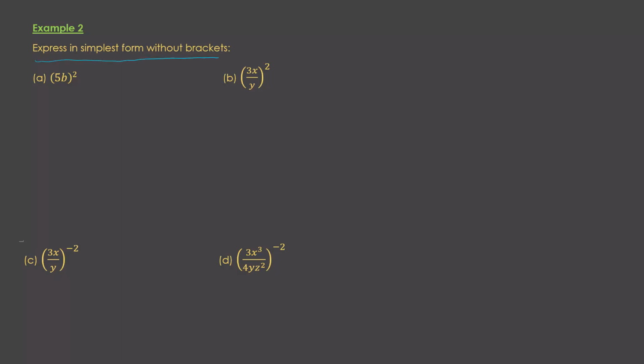Express it in simplest form without brackets. Let's remember (ab)^n is a^n b^n, and (a/b)^n is a^n over b^n. So for this first one, that's going to be 5 squared b squared, which means 5 squared times b squared, of course. 5 times 5 is 25. And then we have b squared.